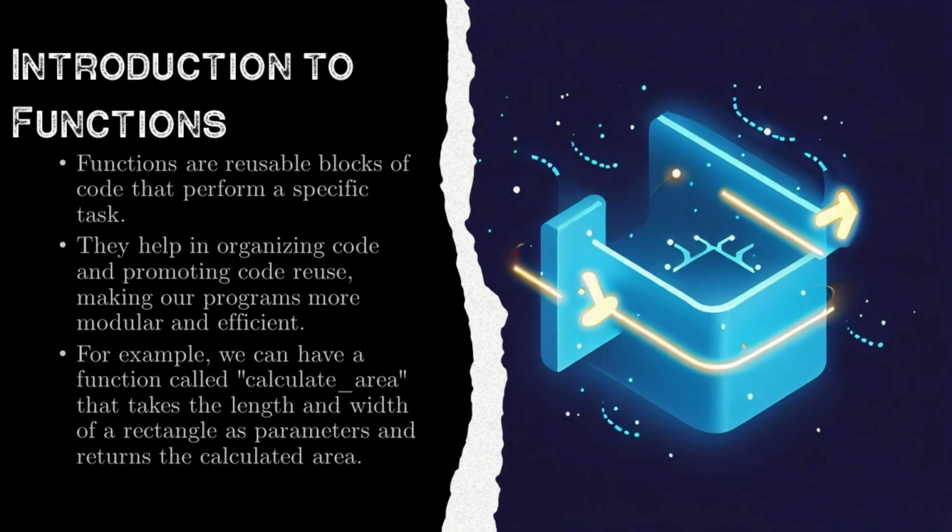Introduction to functions. Functions are self-contained blocks of code that perform a specific task. They take inputs, known as parameters or arguments, and produce outputs based on those inputs. Functions encapsulate a set of instructions that can be called or invoked from different parts of the program. They provide a way to break down complex problems into smaller, manageable tasks.